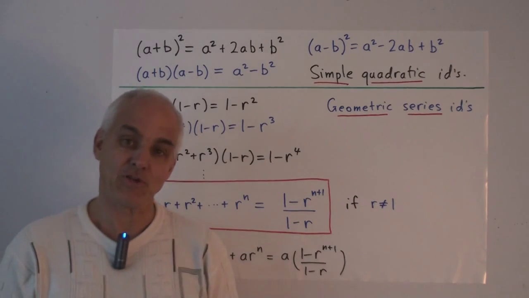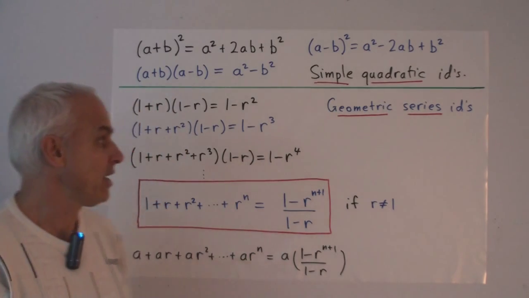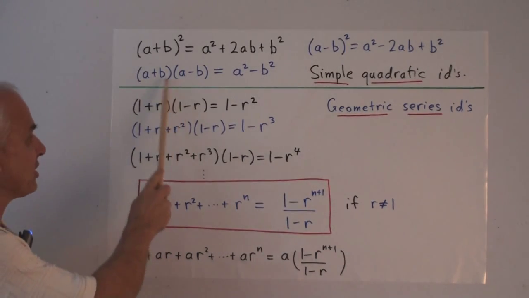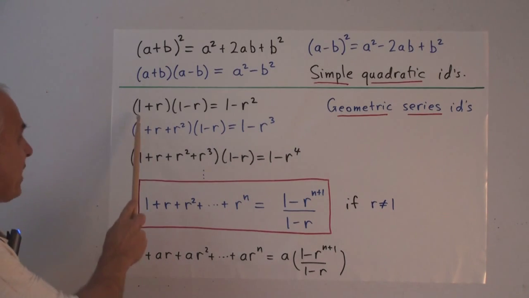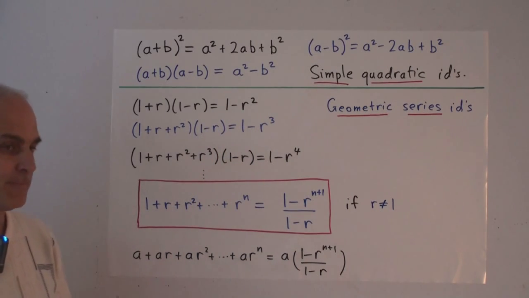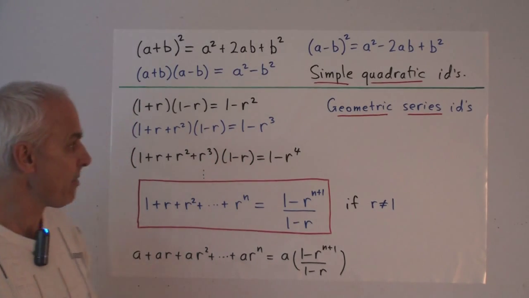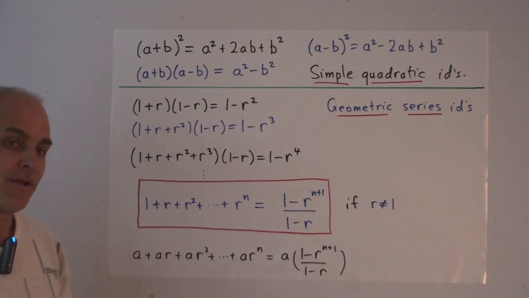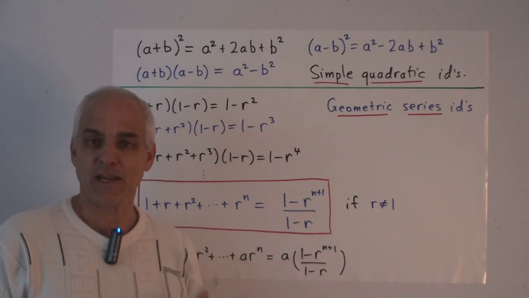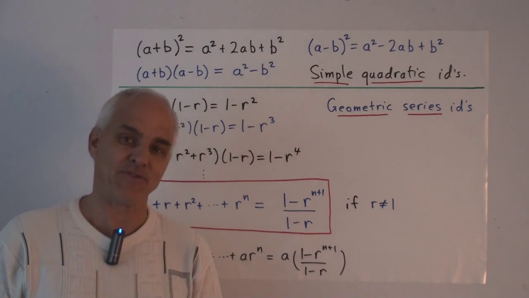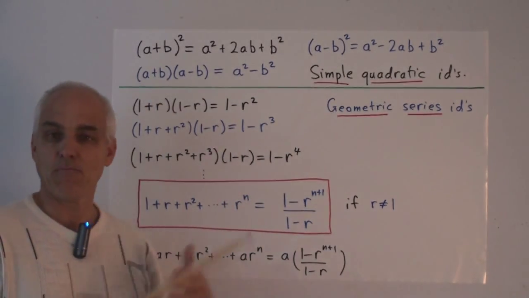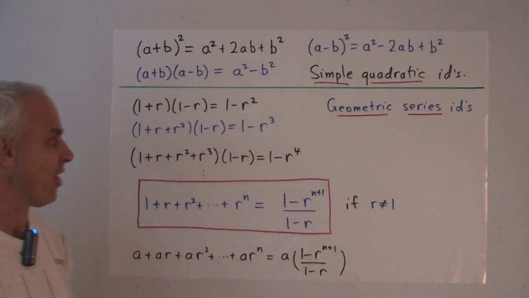Next in line, I suppose, in terms of simplicity and importance, are the geometric series identities. The first one is really just a special case of this one, the fact that (1 plus r) times (1 minus r) equals 1 minus r squared. Now you might ask, why am I switching from a's and b's to r? Well, that's because in traditional mathematics, certain kinds of identities have certain variables associated to them. And so I'm trying to use the notation that's most commonly associated with the identities that we're talking about.